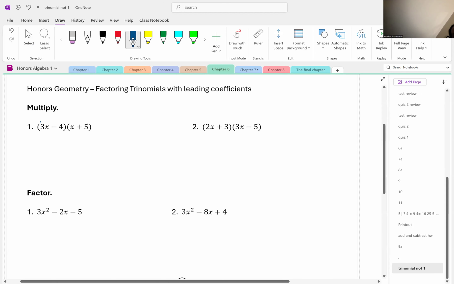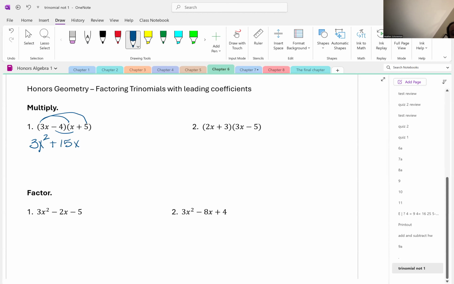So if I were to multiply these binomials, 3x times x would be 3x squared. 3x times 5 would be 15x, minus 4x, and minus 20. In the middle, I have like terms, so I end up with 3x squared, 15 and negative 4 would be 11x, minus 20.